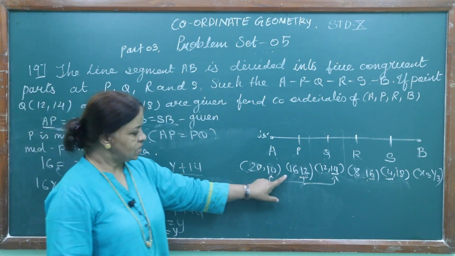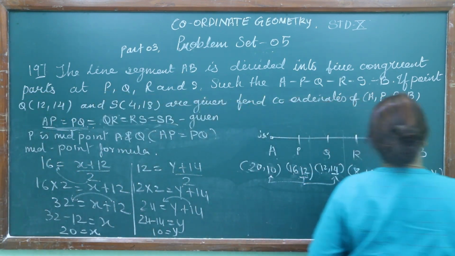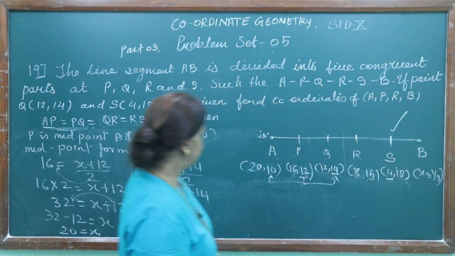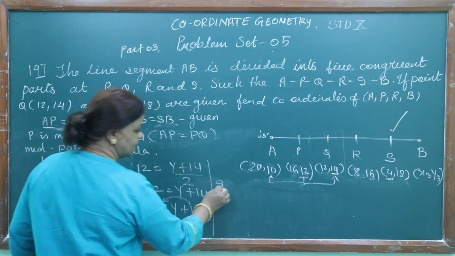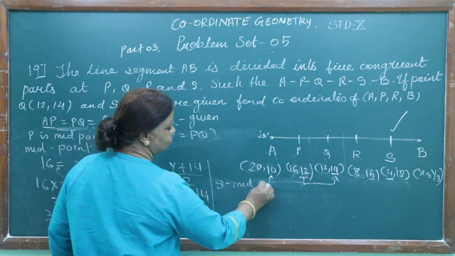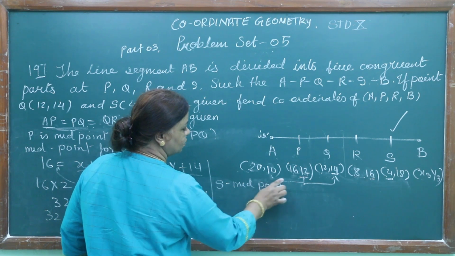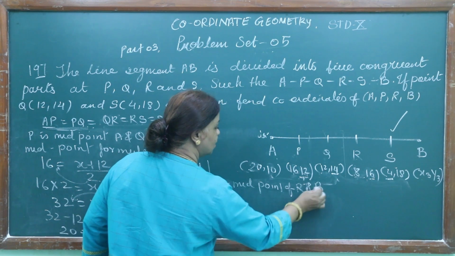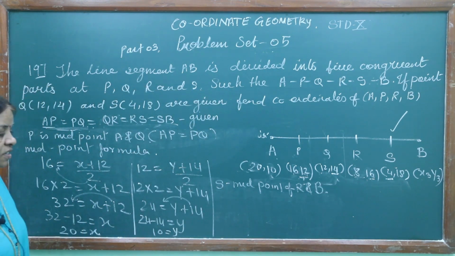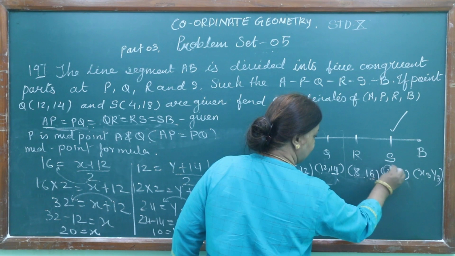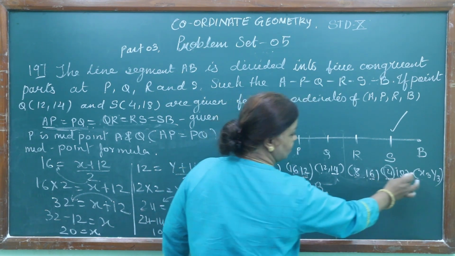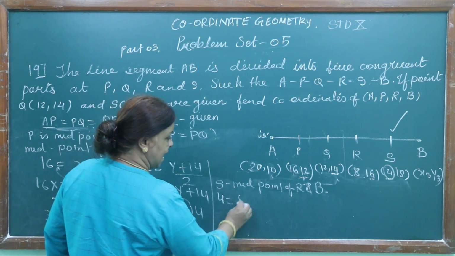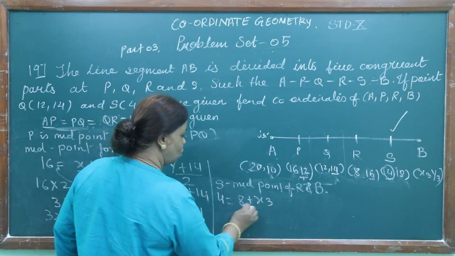Now we have got all these coordinates. Left is only B. You can see S is the midpoint of R and B. Let us write here, S midpoint of R and B. So by midpoint formula, children, x coordinate of S will be equal to this plus this upon 2. So 4 is equal to (8 + x3) upon 2.